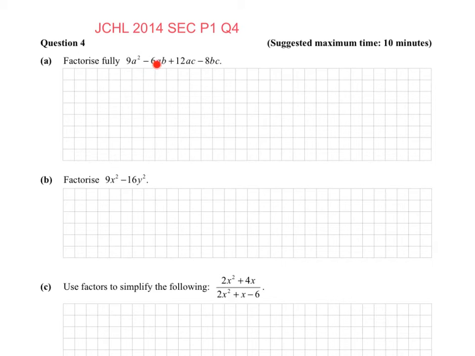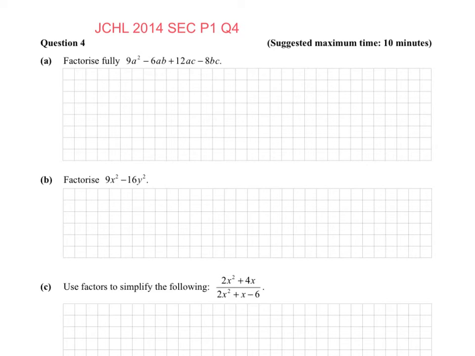Now, if you can't see anything, the alternative is to take another pairing. So you take these two items, 9a squared and 12ac, and separately take these two terms. Lastly, as a final set of pairings, you could take these two together and then these two together. But it's a case of just seeing something where you notice a connection.